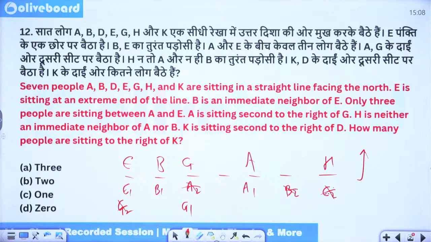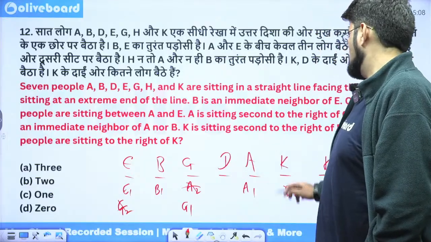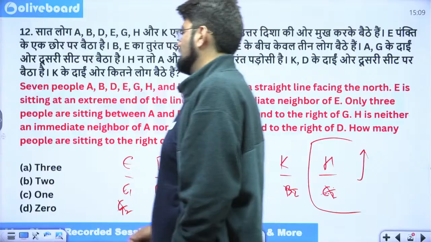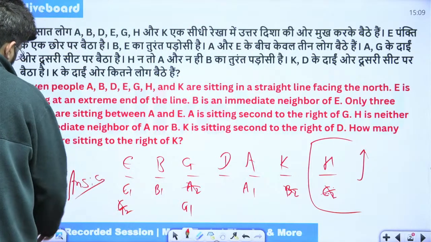K is sitting second to the right of D. So this is only possible if D is sitting here and K is sitting here. How many people are sitting right of K? So there is only one person sitting to the right of K. Option C is the right one. Alright. Next.